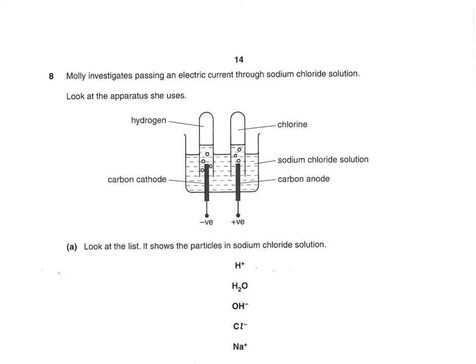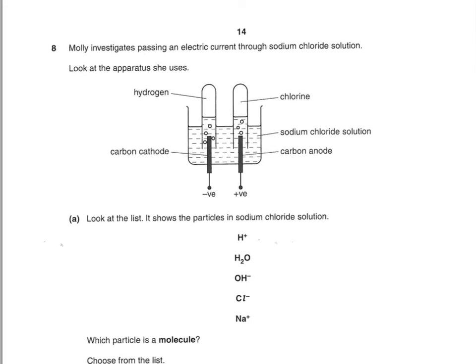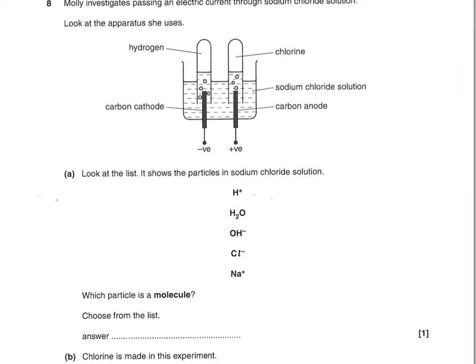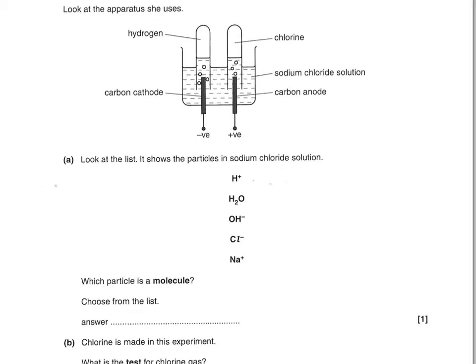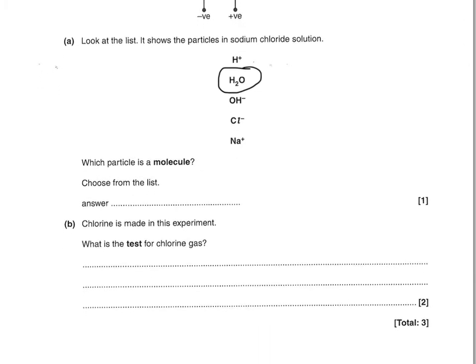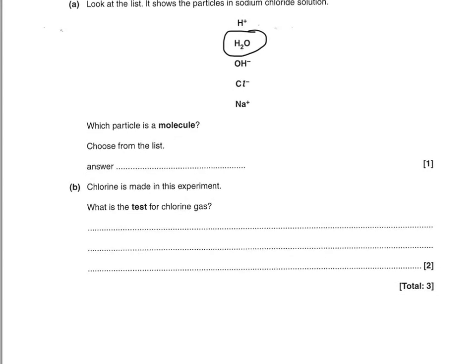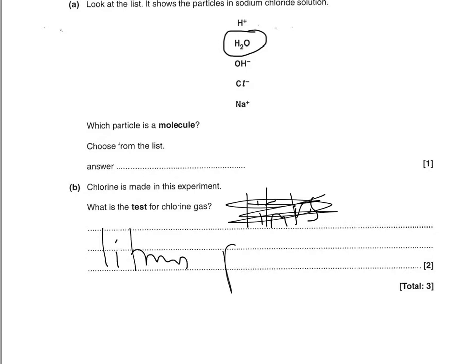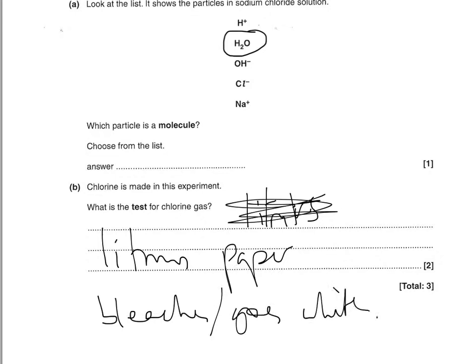Molly investigates passing electric current through sodium chloride solution. Look at the apparatus she uses. Look at the list. It shows the particles in sodium chloride solution. Which particle is a molecule? So the molecule is the uncharged one there, so H2O. And then chlorine is made in this experiment. What is the test for chlorine gas? So the test, you've got to use litmus paper. So that's the first mark. Litmus paper, sorry. And then that bleaches or goes white for your 2 marks.